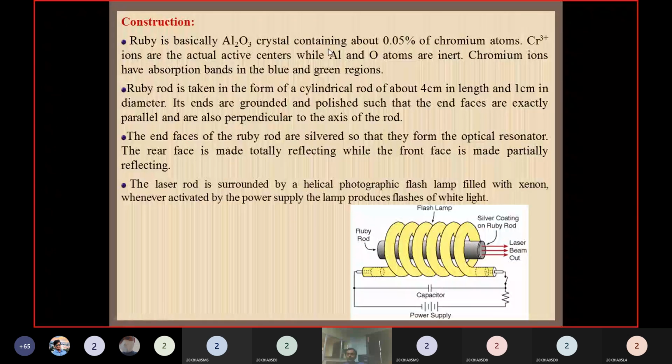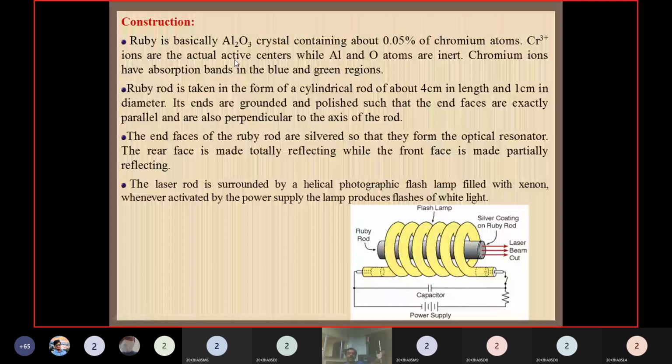Active centers are nothing but the active medium. The remaining aluminum and oxygen are inert. The chromium atoms absorb the light energy. Which energy does it absorb? Just the blue and green regions' energy. It absorbs just blue color and green color. The remaining colors are not absorbed.